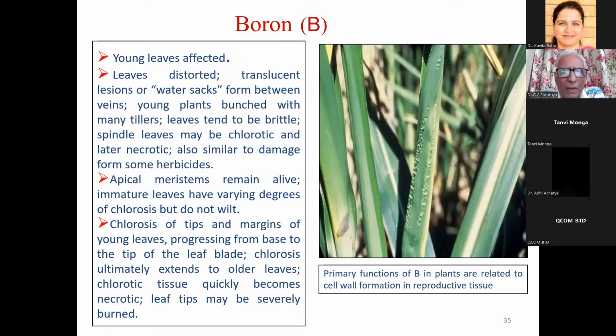Boron, we have shown in the cotton and also on the canola, and here we are seeing it on the Gramineae family, sugarcane type of plant. Then you have this water sac type of appearances on the leaves. This is also boron deficiency. Leaves are distorted, and these translucent water sacs in between the veins appear and show the boron deficiency on the Gramineae grass family plants like sugarcane, wheat, rice, sorghum, jowar, etc. Next, please.